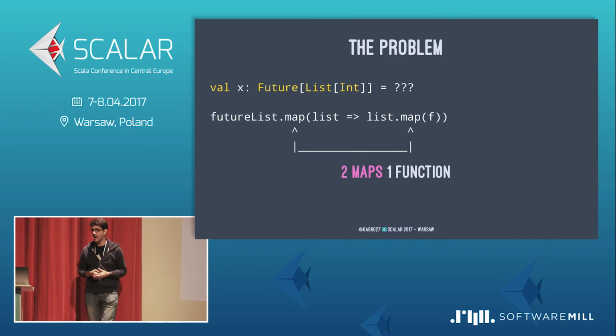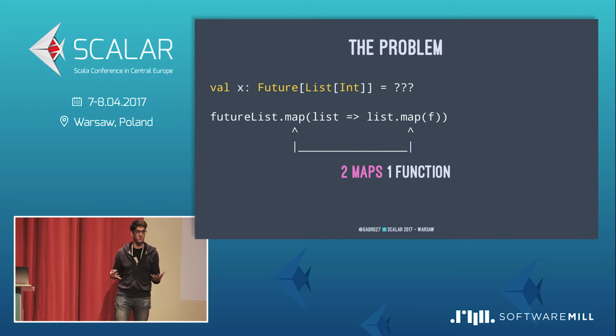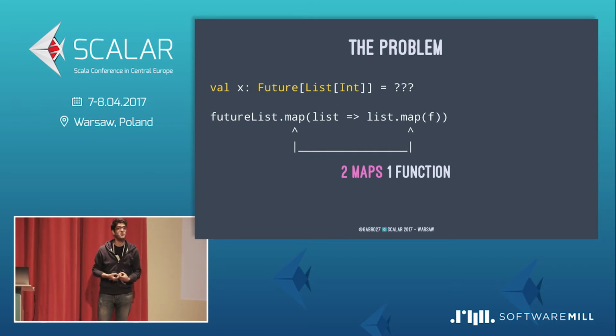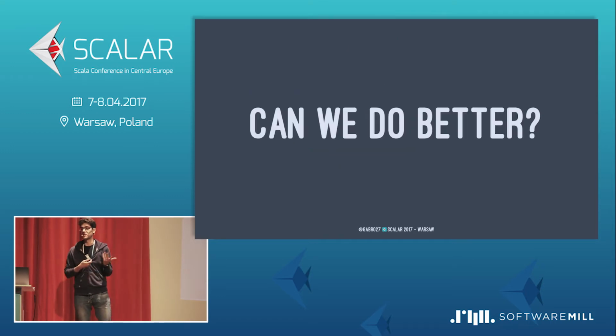So it was, okay, I have this future of a list of Int. And I'm doing this map because it's a future, right? I need to get into the future, and when it's ready, I'm going to do something with the result. The result is a list. I'm going to map over the list. And the guy was like, that's weird. I'm doing two maps.